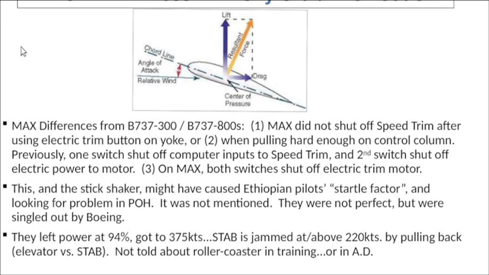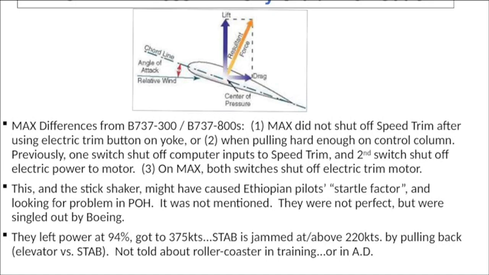the MAX, you would find that the MAX did not shut off a software module called speed trim, which is where MCAS lives. It's where they put MCAS into the code. And if you hit the electric trim button on the yoke, or if you pulled hard enough on the control column, the speed trim system would stop. In the MAX, it did not stop.